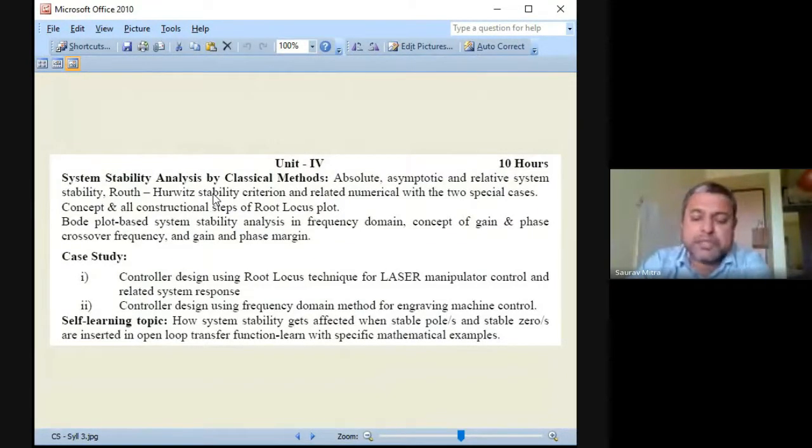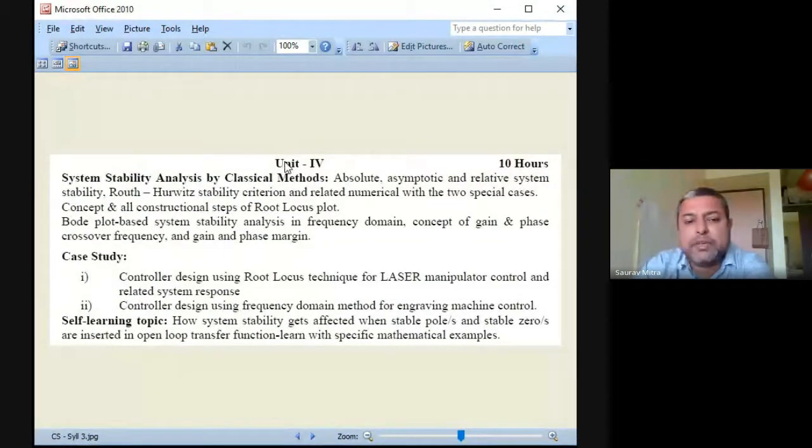Now only this much does not suffice. There are a lot of other logics and things to know about stability. So this first part explains what is meant by absolute stability, asymptotic stability, relative system stability, Routh Hurwitz stability, and everything. So Hurwitz stability criterion is what we are going to see today. What is absolute, what is asymptotic, what is relative stability, all those things we'll keep on seeing slowly.